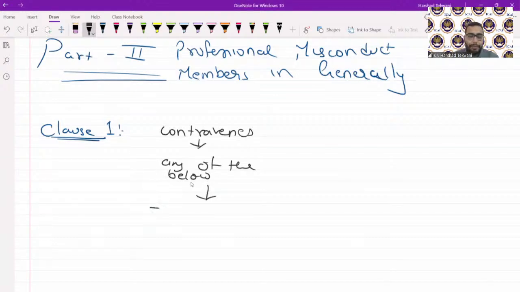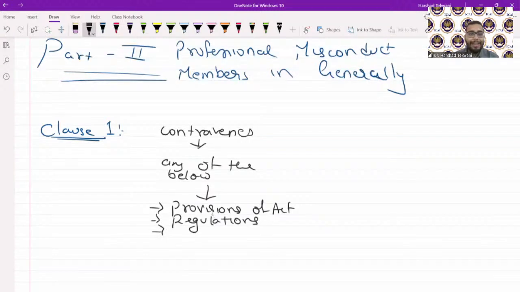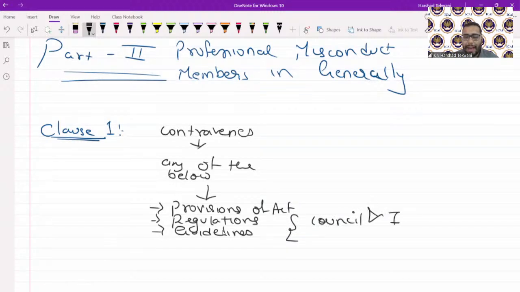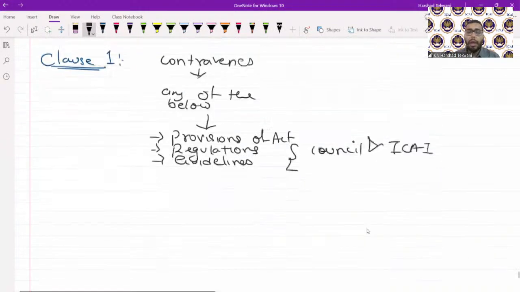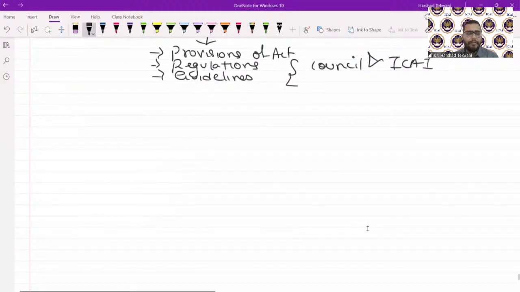When I say below, what are these? Provisions of the Act, or regulations, or guidelines. So if a member in general contravenes a provision of the Act, any regulation, or guidelines issued by the council and ICAI, then he will be held guilty of professional misconduct. Now you must be wondering which guidelines we are talking about, so I will provide you a summary.